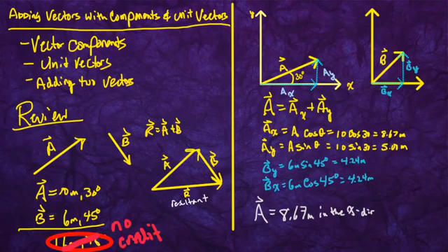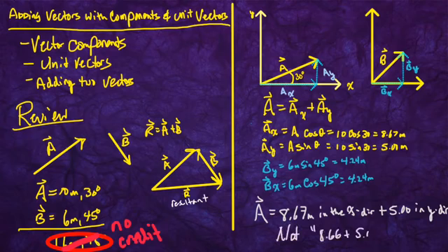All right, so we know that vector A is 8.67 meters in the x direction, and is 5.00 meters in the y direction. Okay, I wrote 8.66 plus 5.0, but that should be 8.67. I thought I had that fixed. Okay, 8.67 plus 5.0.